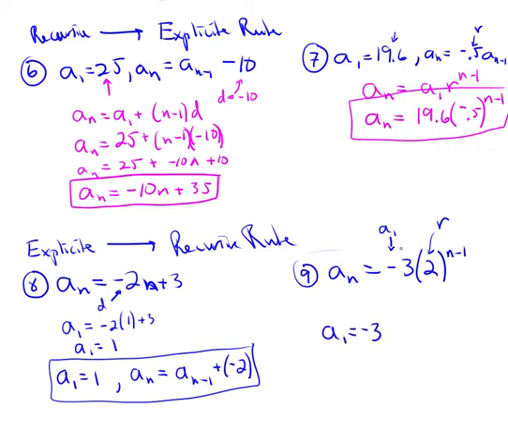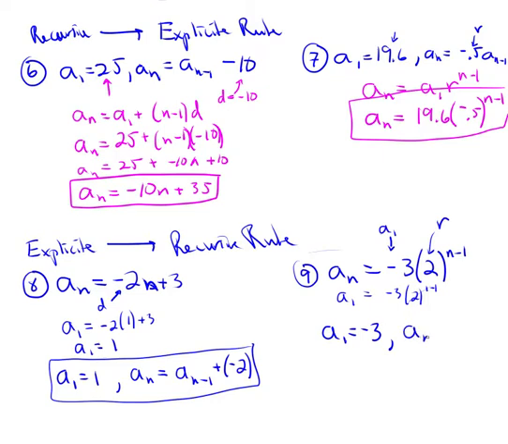Now we can think about this. Why is negative 3 the first term? Because if we think about a sub 1 equals negative 3 times 2 to the 1 minus 1, and that's a 0 exponent, so that's 1 here. So 1 times negative 3 is negative 3. So that's why a sub 1 is negative 3. That's the reason why negative 3 is the first term.